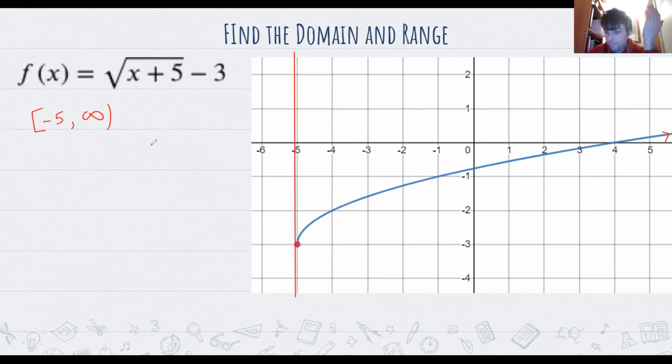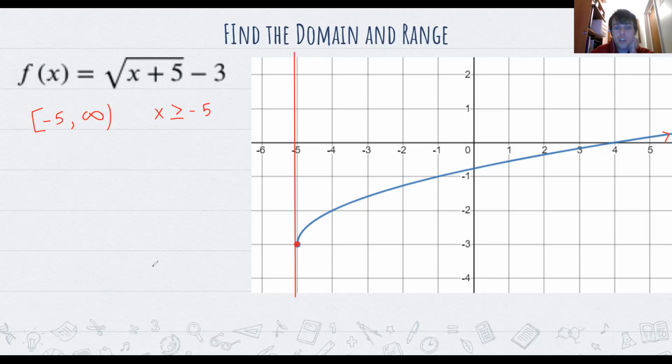Similarly, we could write this using some set notation or inequality symbols. We can say that our x values must be greater than or equal to -5. Okay, that's another way for us to communicate this interval using inequalities. And that's for the domain.